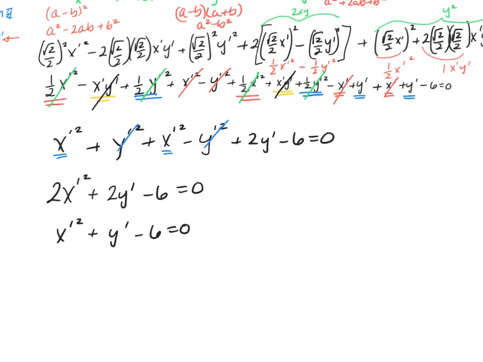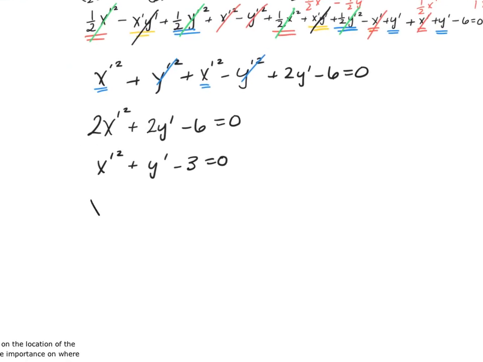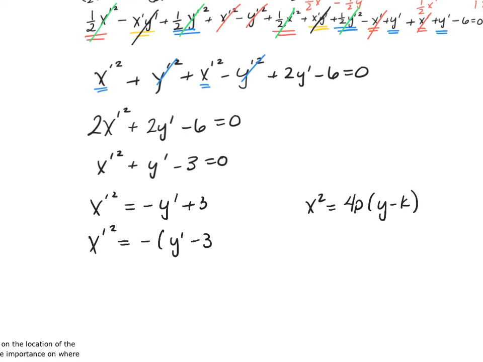What kind of conic is this? How many things are squared? What kind of conic is this? Parabola. So let's put it in the correct form. It'll be x prime squared is equal to a negative y prime plus 3. Still not completely in the correct form, because in the correct form it would be x squared is equal to 4p times y minus k. So I do need to factor off that negative. And so I have x prime squared is equal to a negative y prime minus 3.